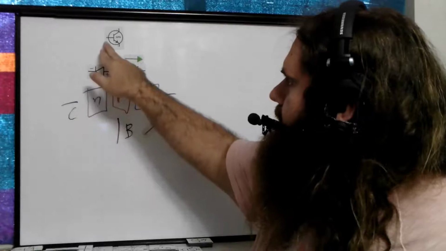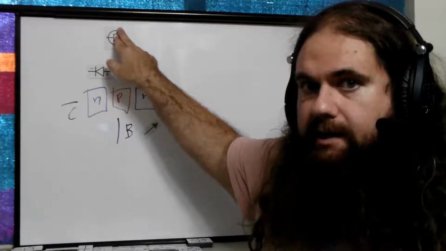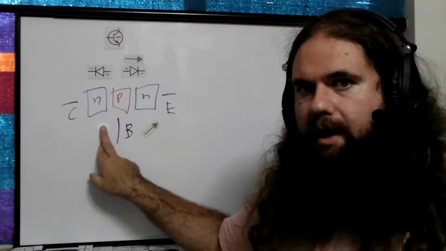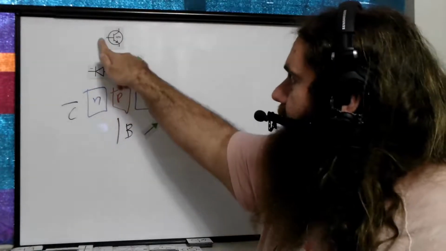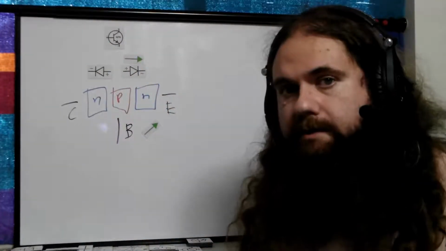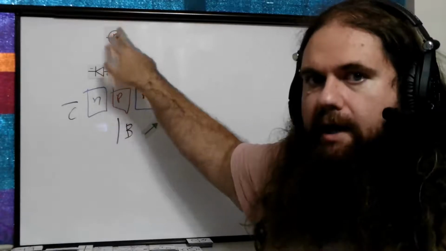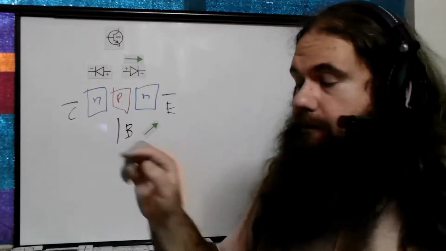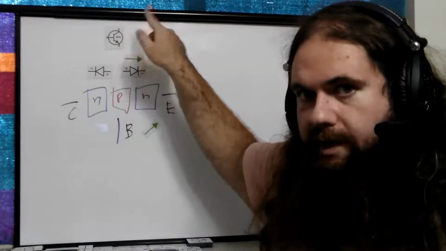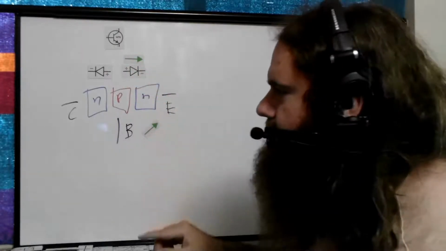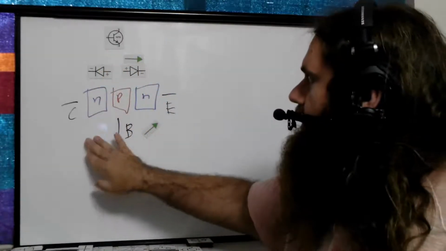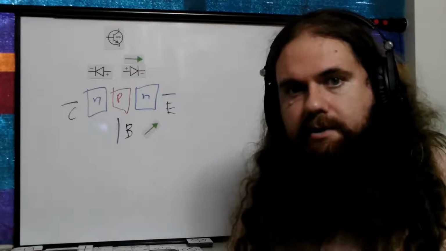But the base to collector junction, this one, the one that's not got the arrow, if you forward bias that junction, if the base voltage is higher than the collector voltage, then by enough, by the drop of that junction, or whatever your spec sheet for your transistor says, if you forward bias that junction, then this goes into what's called saturation mode.